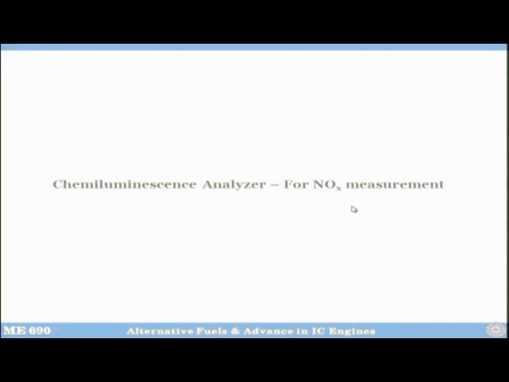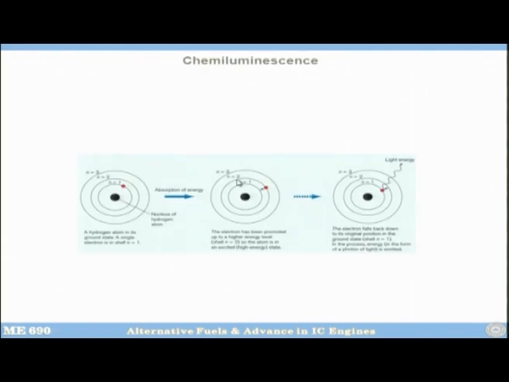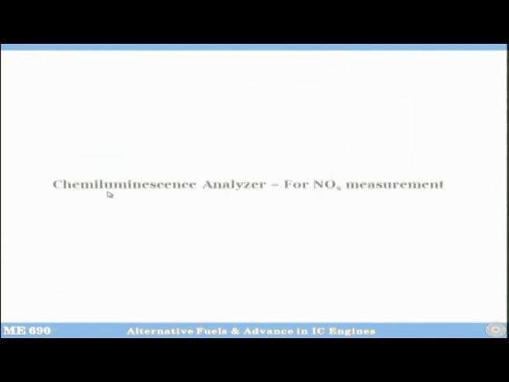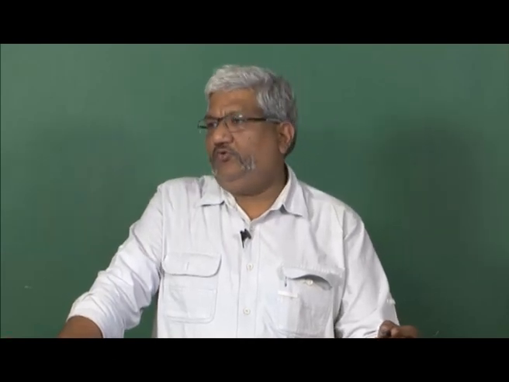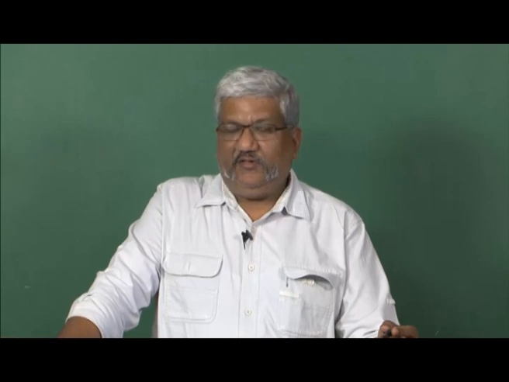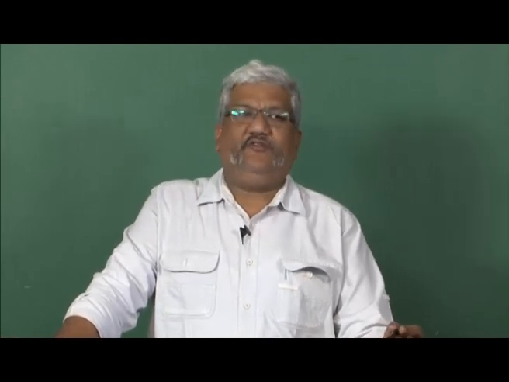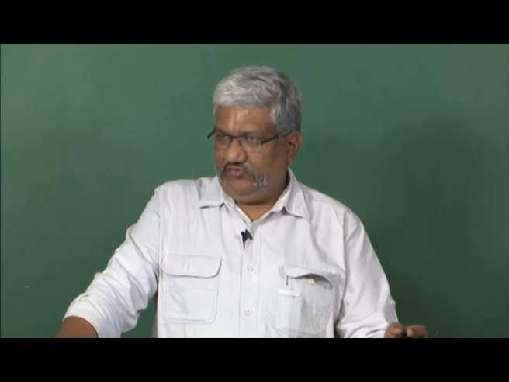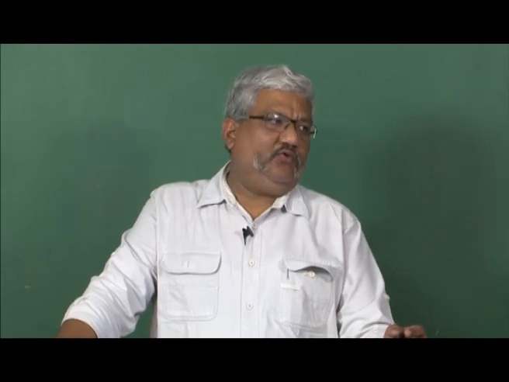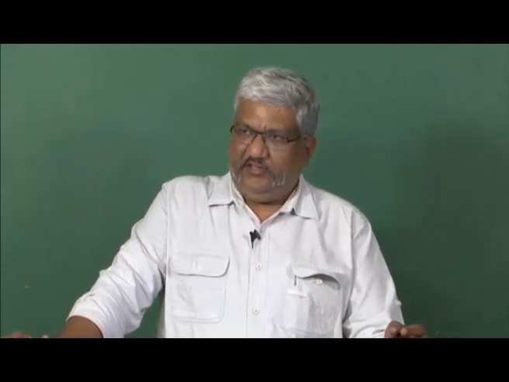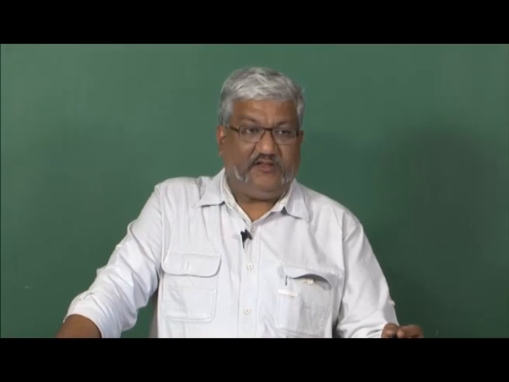So, as I said, the second species that we are interested in measuring is called oxides of nitrogen, NOx. So, first of all, what is NOx? NOx mainly contains NO and NO2 in case of IC engines. There may be very small traces of N2O3, N2O5 also, but these will be in negligible fraction. Only NO and NO2 is what is present in the engine exhaust.